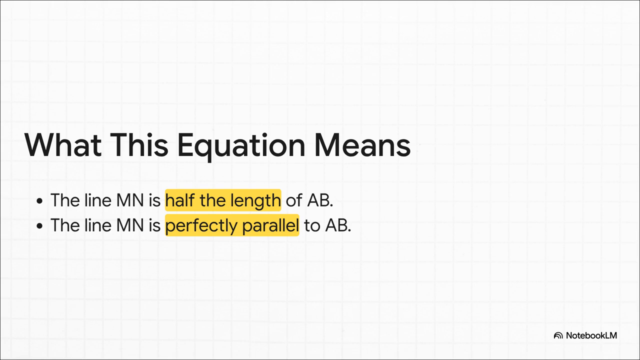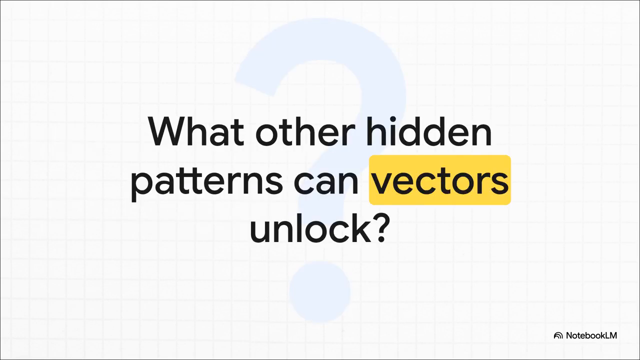It's amazing. So think about it. We started with just a simple idea of giving directions, and we ended up proving a fundamental rule of geometry with just a few lines of algebra. It really makes you wonder, doesn't it? If vectors can reveal the hidden secrets of a simple triangle so beautifully, what other, much more complex patterns about our world are they just waiting to help us unlock?